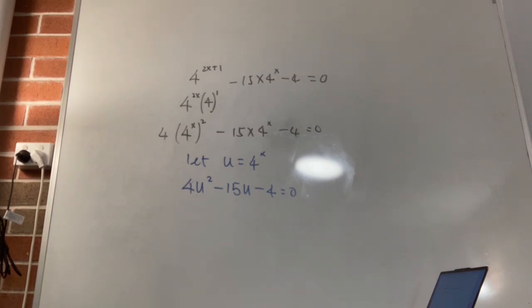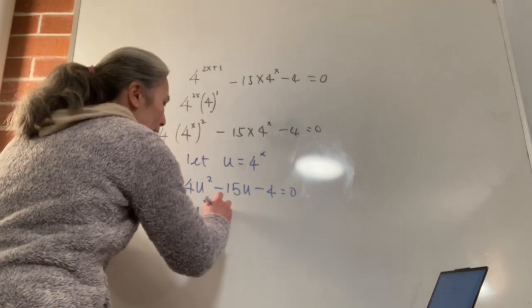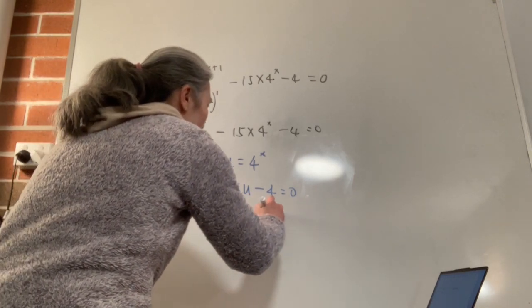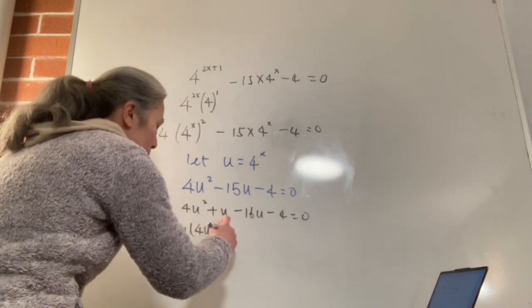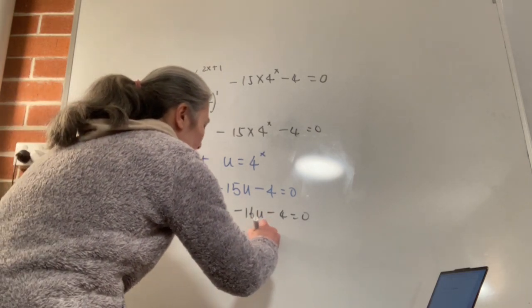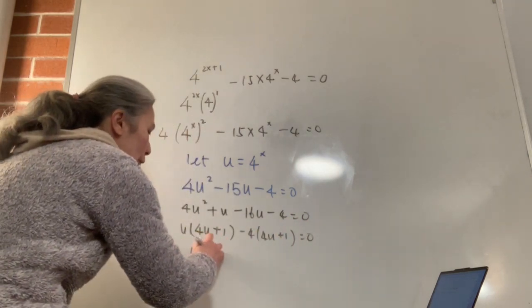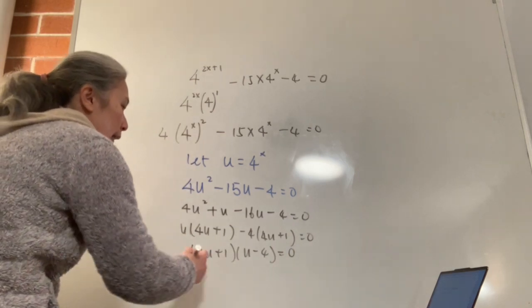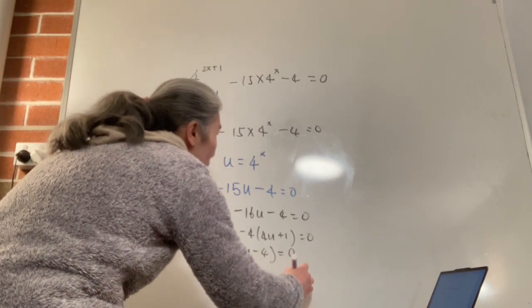It's 4u minus 16u plus 1. No? 4u minus 16u plus u. Is this how you write it, right? Plus, minus, plus u minus 16u minus 4 equal to 0. So that means you have 4u plus 1, u minus 4. And therefore your u equal to minus a quarter, or u equal to 4.